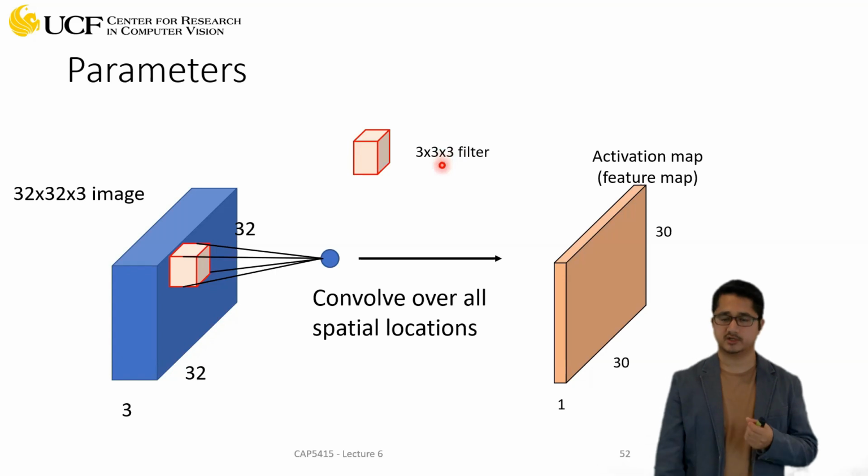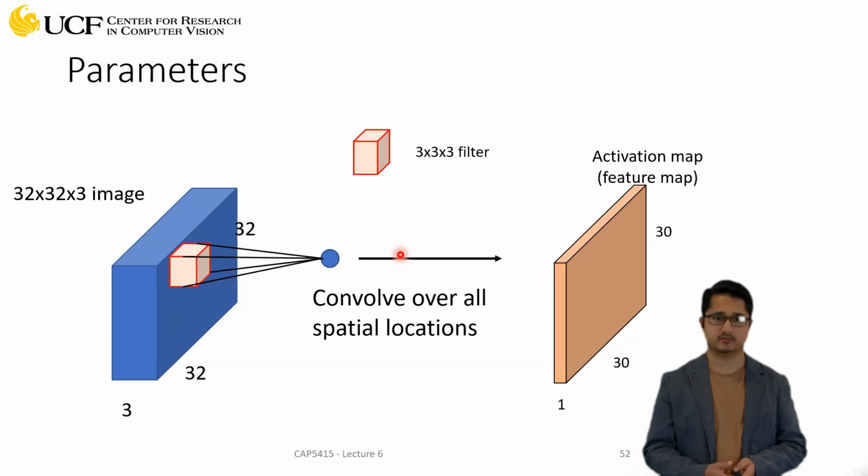We were talking about sharing of these parameters, and we are sharing because we are applying the same filter at all the possible locations. So that's what a parameter means in a convolutional neural network.